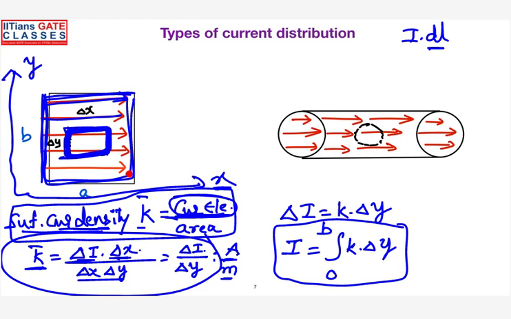First of all, the surface current density is basically defined as current element per area. The current element is considered in this case as delta I into delta X, divided by the area delta X delta Y. Once you know the surface current, to find the total current you need to do a single line integral in the Y direction. Is it clear? Surface current?